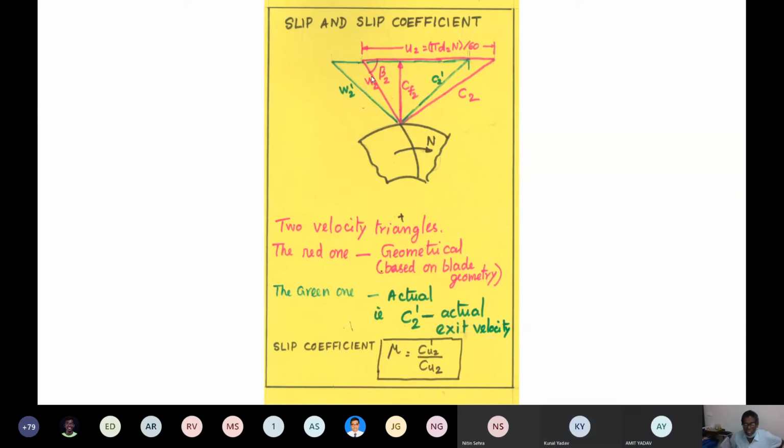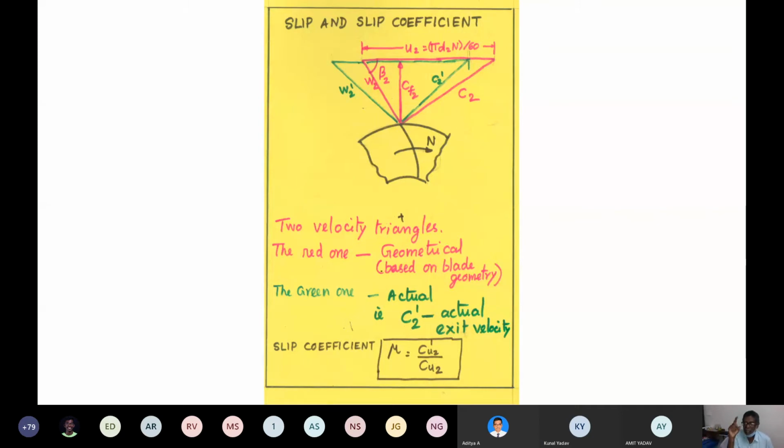See, first thing is the existence of the two velocity triangles. Okay, what is the red one called? The geometrical. Why is it called geometrical? Because W2 is tangential to the blade. Yes, it is because the blade geometry is a known thing, you have designed or fabricated it. So tangential to that, you know how to draw, because beta 2 will be given.